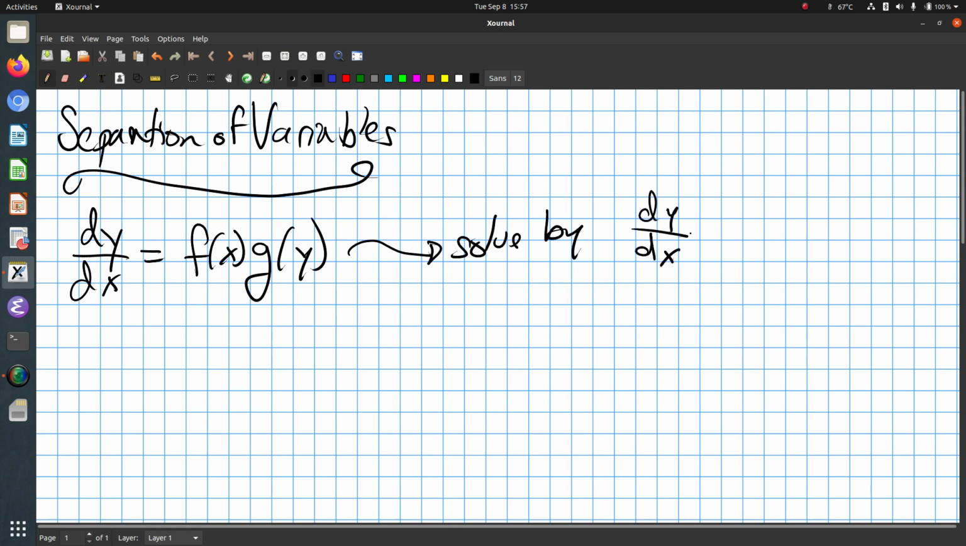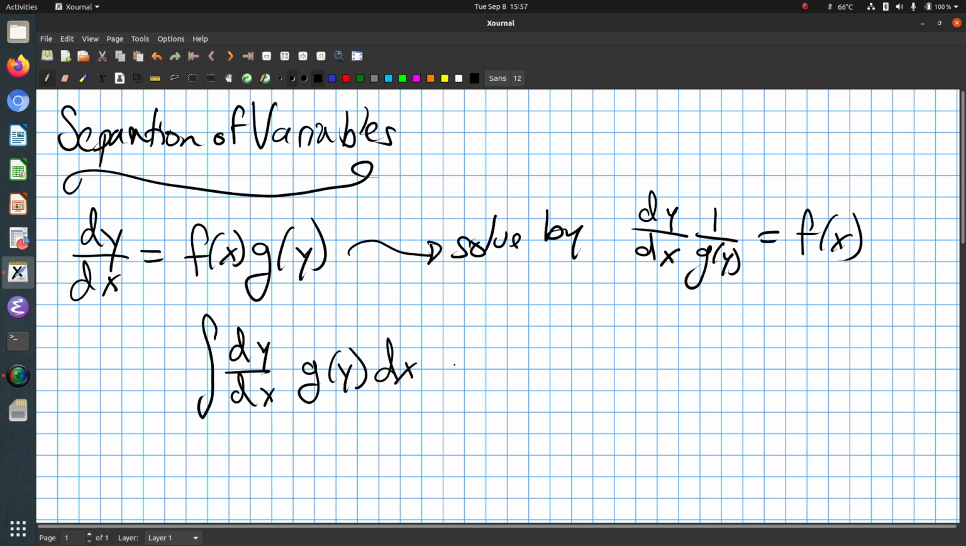You move that 1 over g(y), move the g(y) over to the other side, and then what you do is you say, well, I've got a derivative, I need to find an antiderivative. So what you want to do is you want to write an antiderivative. So let's integrate both sides with respect to x, because both of them are actually functions of x.